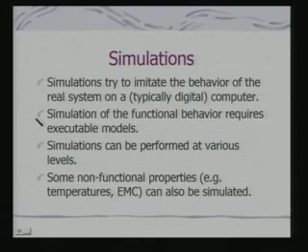A very simple way is simulations, because simulations try to imitate the behavior of the real system on a digital computer. Simulation of the functional behavior requires what we call executable models, okay? Because I need to know how to execute the whole system. And simulations can be performed at various levels. In fact, we had talked about behavioral simulation just to see whether the behavior is being met. At a second level, I can do a clock level simulation to see whether the timing constraints can actually be met. And we can do these simulations at various levels, and you can do hardware and software co-simulation as well.